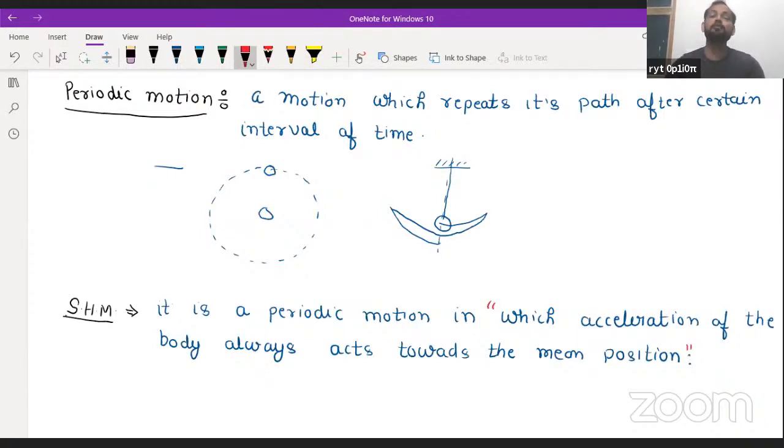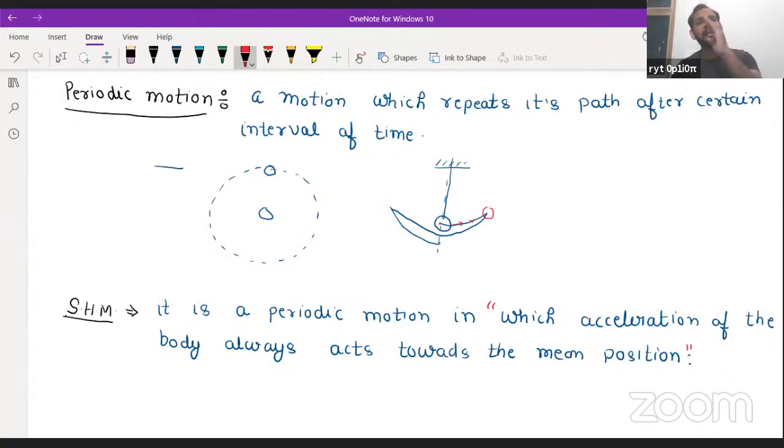And I hope that you have observed this in the case of the pendulum. When the pendulum moves away from the mean position, in that condition, what happens? Its velocity continuously decreases, and you will reach a position at which the net velocity is equal to 0.